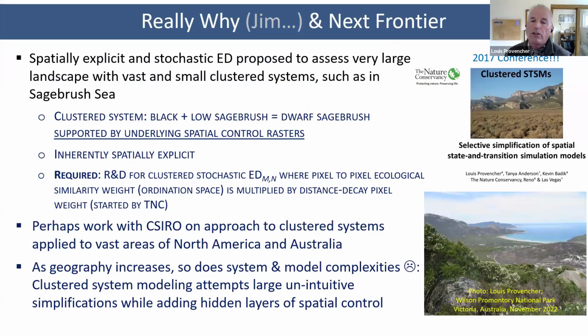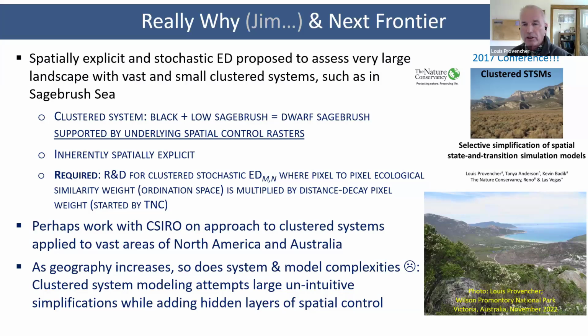And the reason this all started is because this is what I was asking Lisa about, the Forest Service hierarchical classification of vegetation. I have a desire to do what we call clustered systems, where they're lumped systems, but they're not simplified systems. So you'll have black and low sagebrush become dwarf sagebrush, as an example I gave here. But you have underlying spatial rasters that constrain the behavior. So the systems are lumped, but the ecology underneath is not lumped. And there's a way of doing this, and we prototyped this.